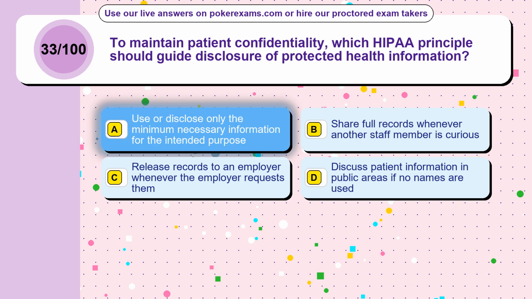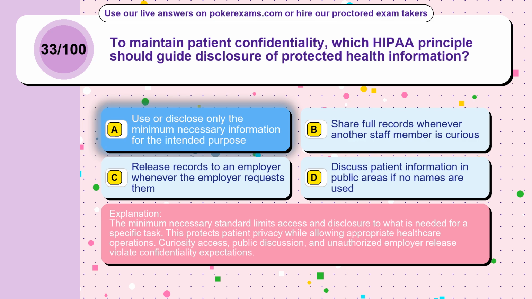The correct answer is option A, use or disclose only the minimum necessary information for the intended purpose. The minimum necessary standard limits access and disclosure to what is needed for a specific task. This protects patient privacy while allowing appropriate healthcare operations. Curiosity access, public discussion, and unauthorized employer release violate confidentiality expectations.